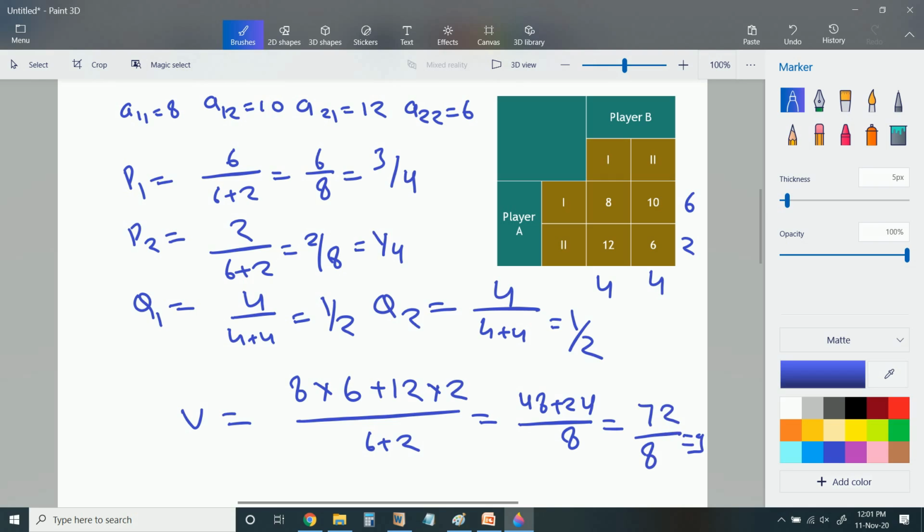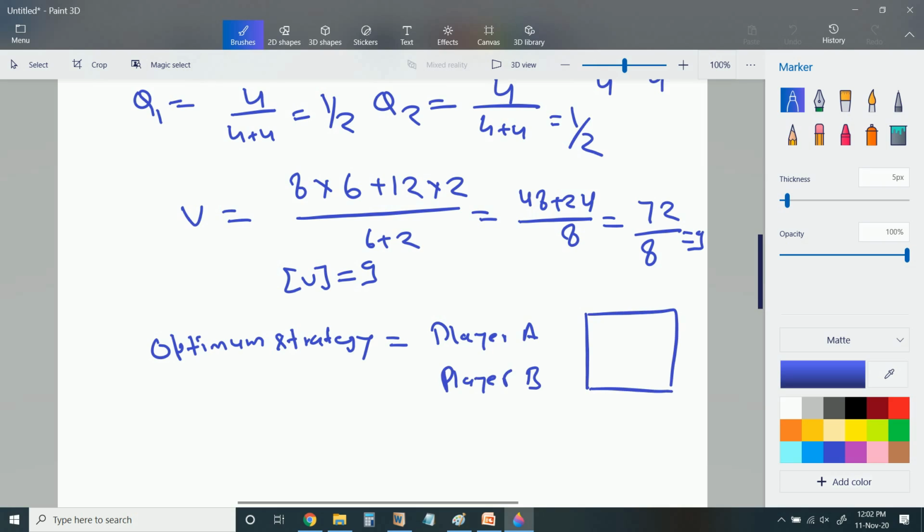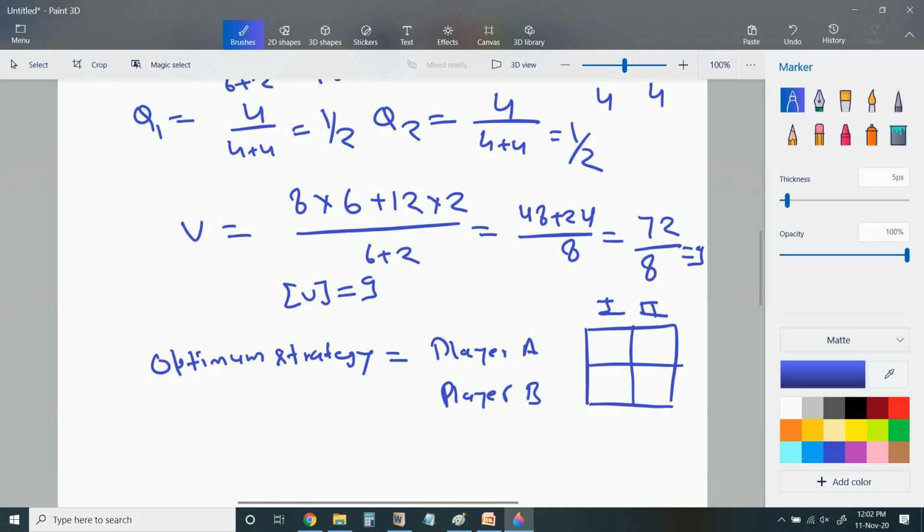So the value of the game is 9. Now the optimum strategy for player A and player B. This is first, this is second. So the P1 was 3 by 4, this will be 1 by 4, this is 1 by 2, this is 1 by 2. So here you have solved the question.